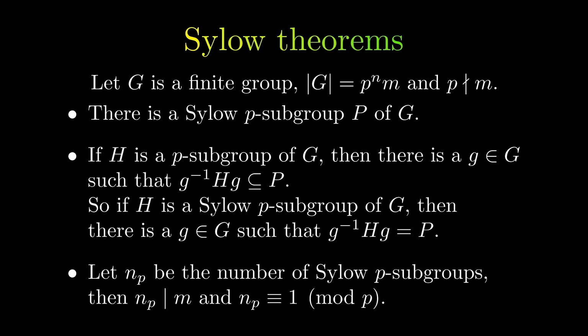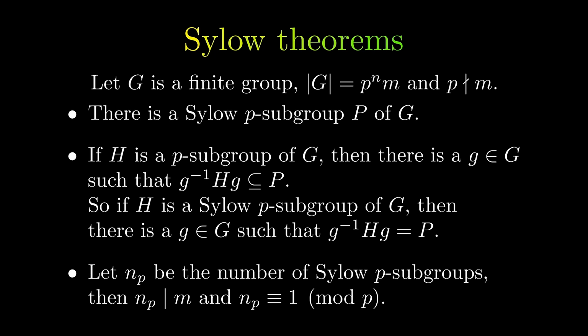The Sylow theorems make statements about Sylow p-subgroups inside a finite group. We have that there always exists a Sylow p-subgroup, which we call P. For any p-subgroup, a conjugate of that subgroup is inside of P, and in particular, every two Sylow p-subgroups are conjugates. And finally, the number of Sylow p-subgroups divides m and is congruent to 1 modulo p. If the number of Sylow p-subgroups is equal to 1, the Sylow p-subgroup must be normal. We can use these theorems to classify some small groups.